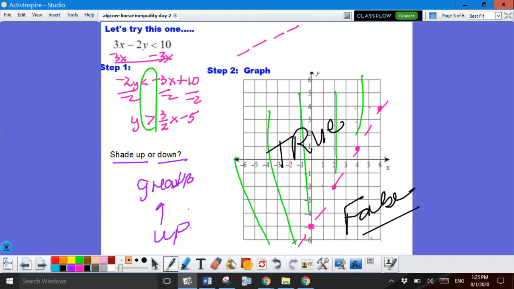So nothing on that bottom side would be greater than negative 5, but everything on the left side is going to be greater than negative 5. Remember, if I take 0, 0 and put it in here, I have 0 greater than 3 halves times 0 minus 5. That goes away. 0 greater than negative 5. That is true. That's why everything above that line works.